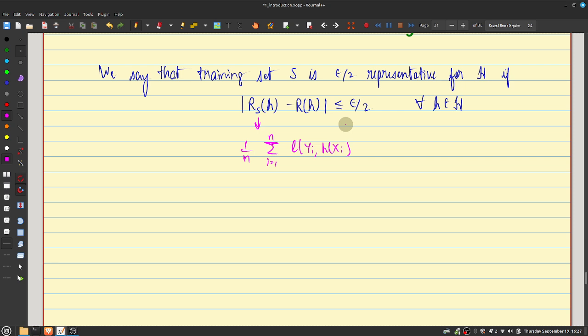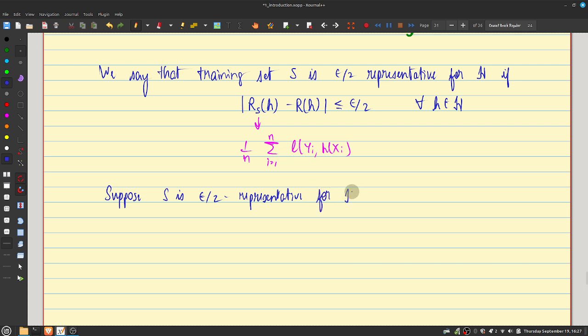All right. So suppose that I was lucky enough to get a training set which is epsilon by 2 representative for H, and then I actually do ERM. Suppose S is epsilon by 2 representative for this hypothesis class. I'm not saying that H is finite or infinite or anything. It can be any arbitrary hypothesis class. But this is a special training set somehow. Then what can I comment about the performance of ERM?